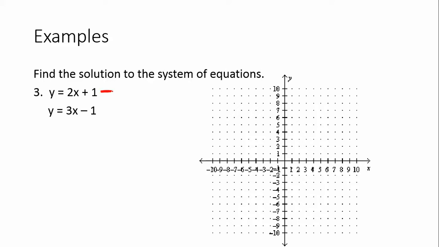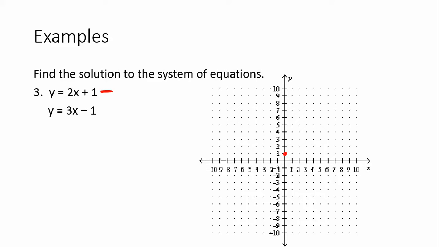Remember, when we graph an equation, we need slope and an intercept, or we need 2 points, or we need a point and a slope. But we basically need 2 pieces of information. You'll see that these equations are written in slope-intercept form. So I'm going to start up at positive 1 because that's my y-intercept.